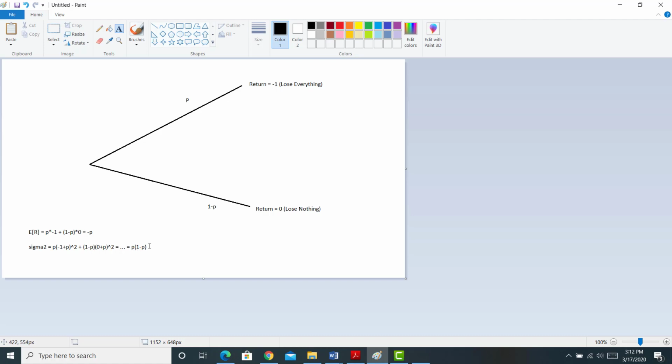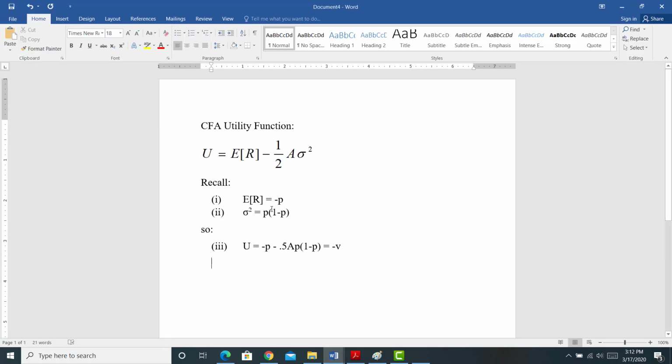It can be shown that this can be simplified such that sigma squared is going to equal P times 1 minus P. Okay? So let's go back to our CFA utility function. The utility is equal to the expected return minus 1/2 A sigma squared. So watch what I'm going to do. Recall the expected return in this little insurance example is -P. The sigma squared in this insurance example is P times 1 minus P.